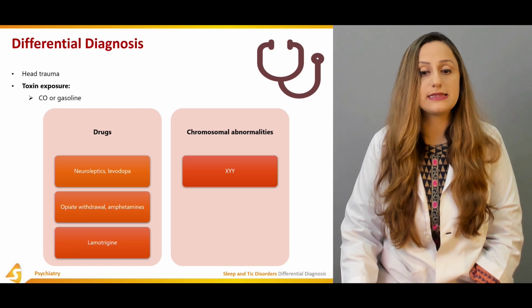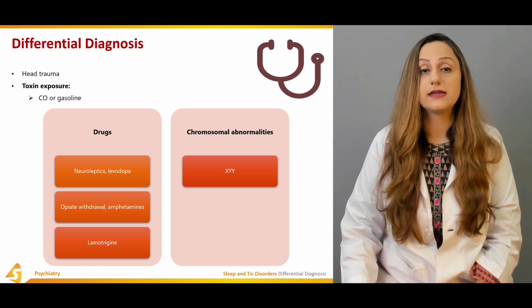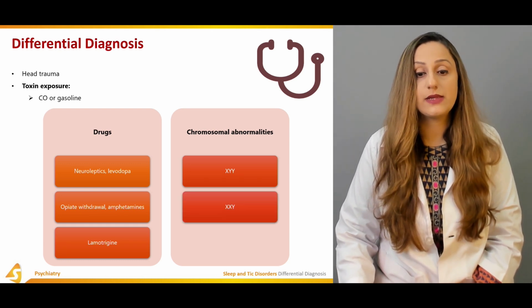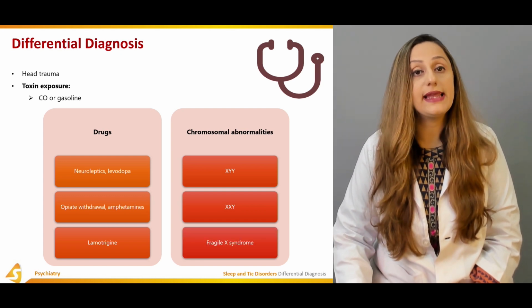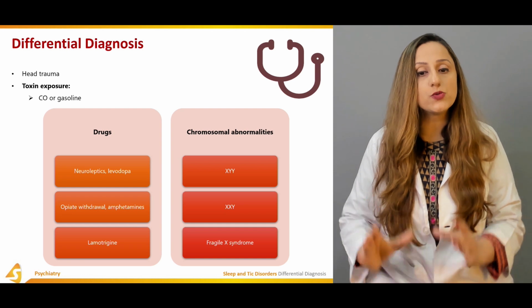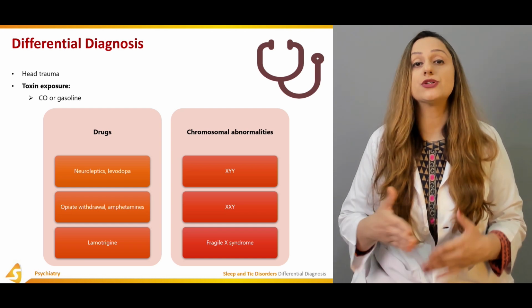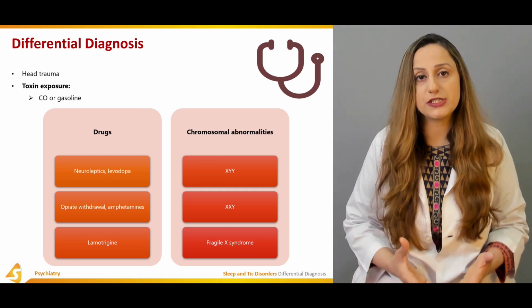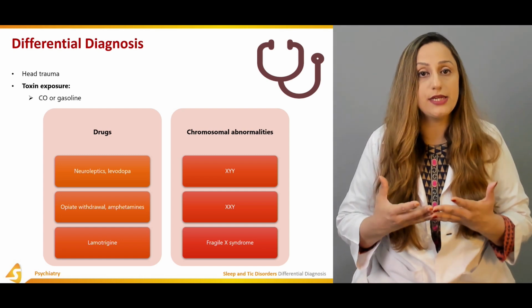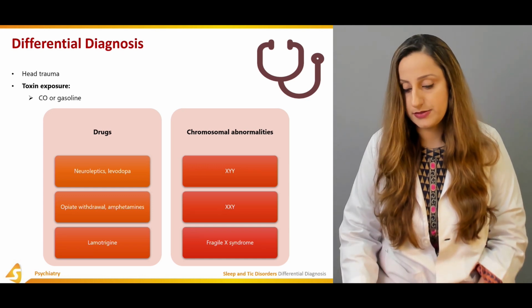Chromosomal abnormalities include the presence of the XYY. Then we have the double XY. And then we have the Fragile X syndrome. So these are the chromosomal abnormalities that make the person more prone, or that can be included in the risk factors for the development of the tic disorders or Tourette's syndrome in a person.